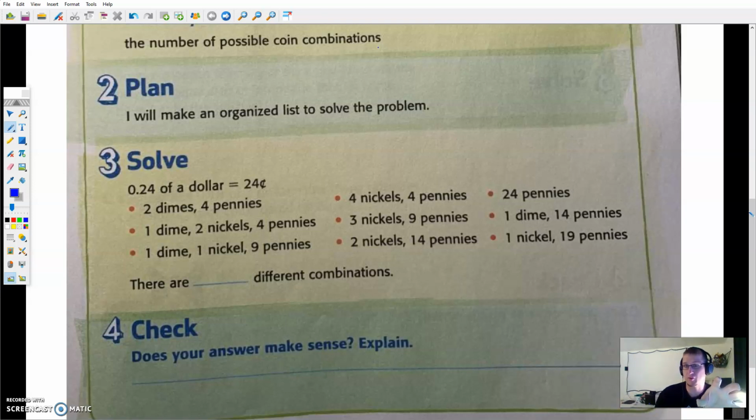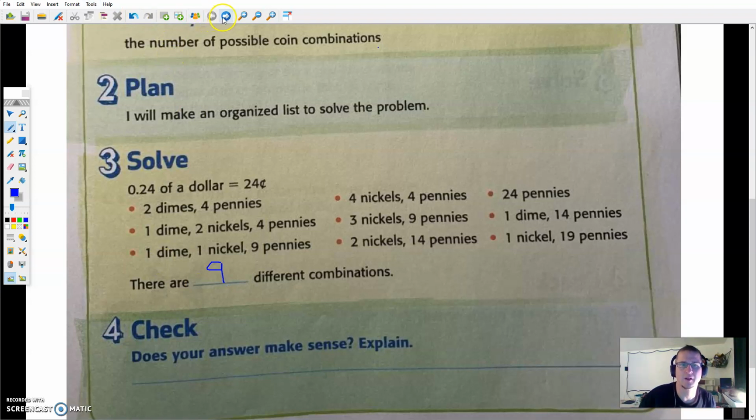We could just have 24 pennies. We could have a dime, which is 10 cents and 14 pennies, so that's 10 and 14 is 24. Or a nickel, which is 5, plus 19 pennies, which is 24. So if we count those, 1, 2, 3, 4, 5, 6, 7, 8, 9, there are 9 different combinations. Does our answer make sense? Yes, because we made a list that shows us all of the different possibilities and counted that list.